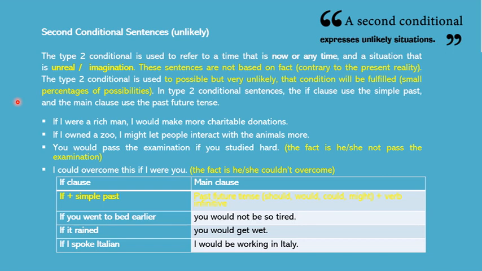Okay, we continue with the examples here. If I were a rich man, I would make more charitable donations. Okay, continuing with the second example: if I owned a zoo, I would let people interact with the animals more.